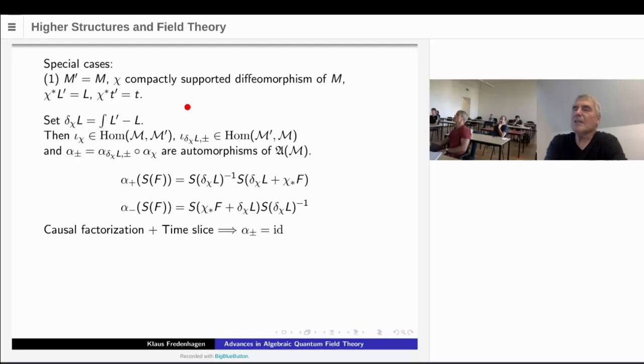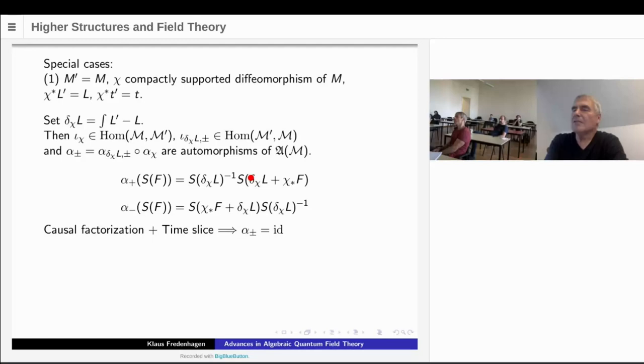This means that in this case, we have different arrows between these two objects. Namely, we have this arrow iota chi from M to M prime, and we have the arrow corresponding to this delta chi L, which we consider as an interaction. This is an arrow from M prime to M. And we can do it for the advanced or the retarded interaction because the support of this functional is compact. And then we can combine these two isomorphisms and get an automorphism of A of M.